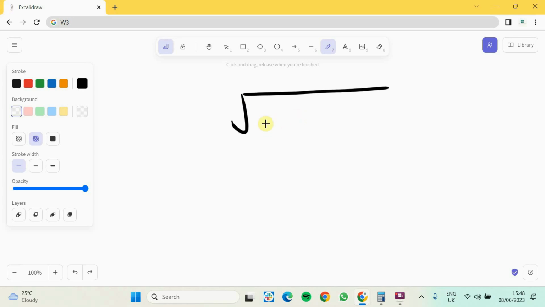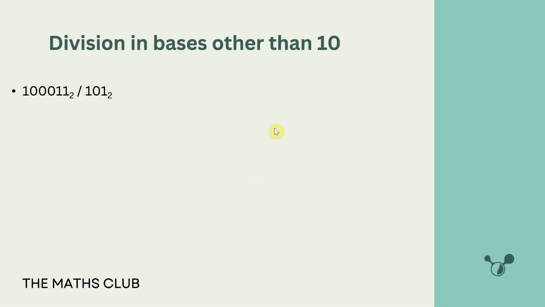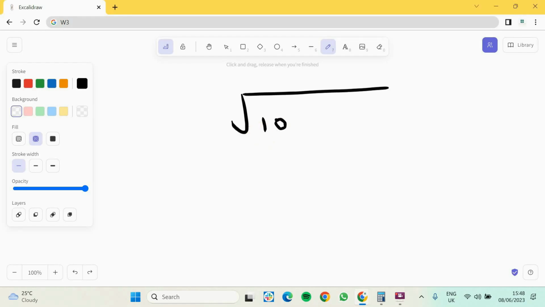When you're working, I would advise that you put a bit of space above this so that if you are subtracting and you have to cancel, you have enough space to be able to cancel. So, divided by 101. Remember, we're working in base 2. Great. Let's look at this.